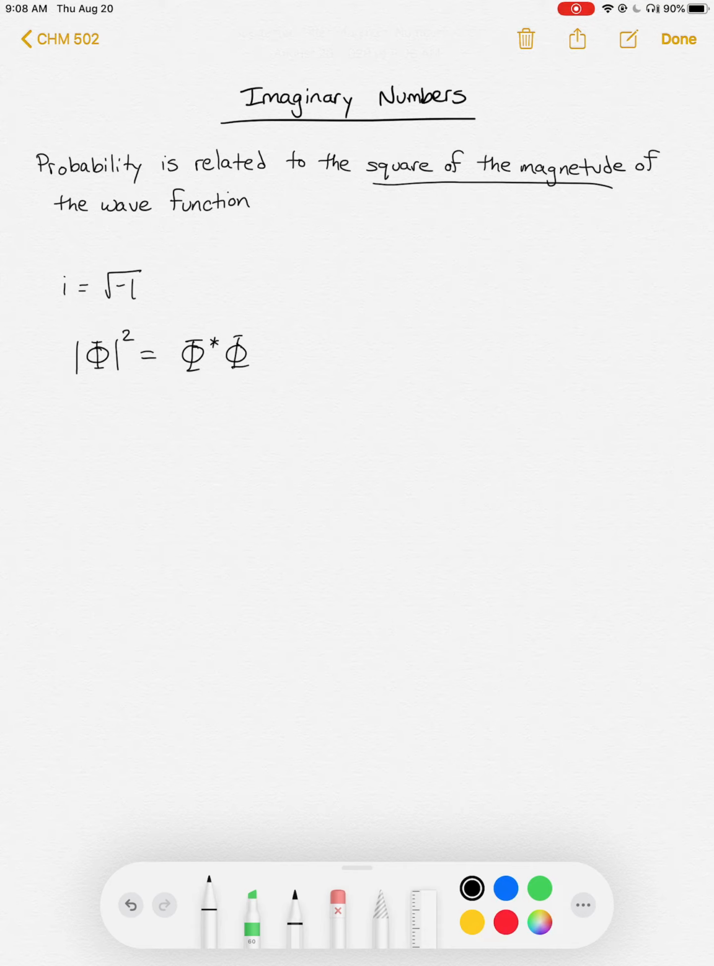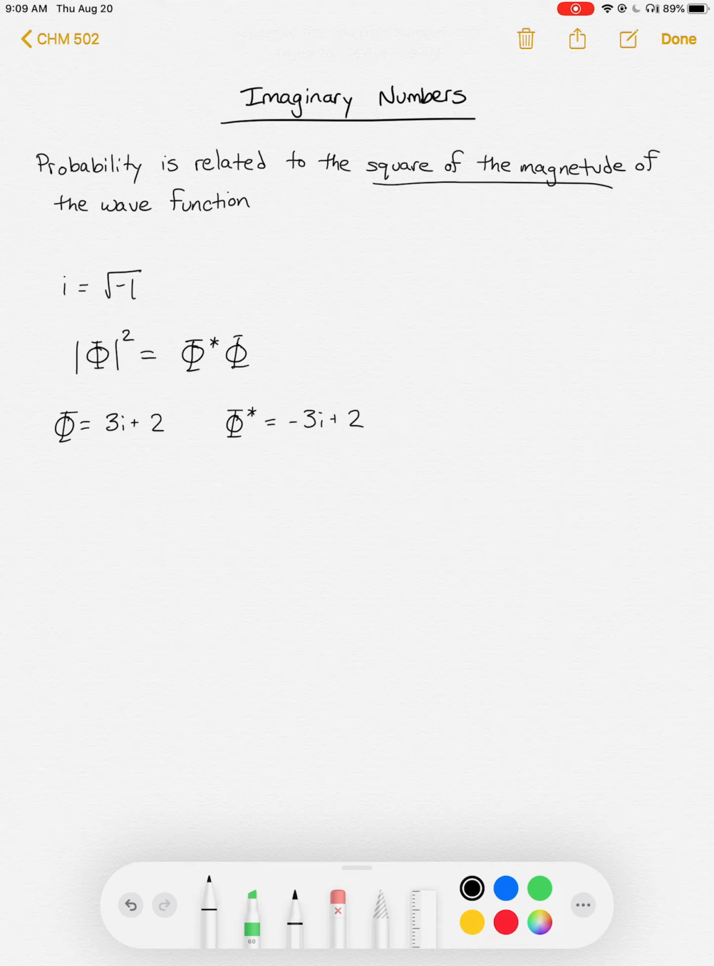So let's say we have a complex function. Our function here is equal to 3i plus 2. If we were to take the complex conjugate of that, what we do is we take every imaginary term and make that negative. So our 3i plus 2 becomes negative 3i plus 2. The 2, the real term, stays positive. The 3i, the imaginary term, switches from positive to negative.